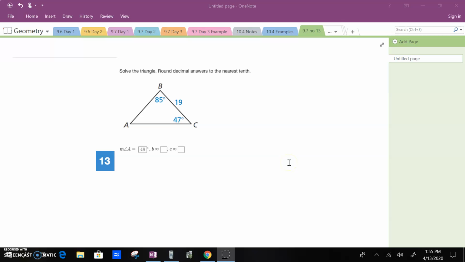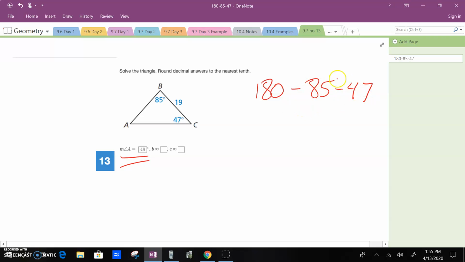Okay, so this is a work through on number 13 from the homework assignment for 9.7, and they're asking us to solve the triangle. So the missing angle is 48 degrees. To get that angle A, which is down here, we would do 180 minus 85 minus 47, and then solve that through to be 48 degrees. Certainly you could use a calculator on that, but you'd have 48 degrees left over.